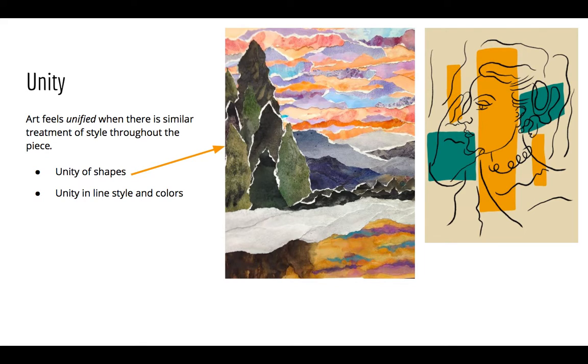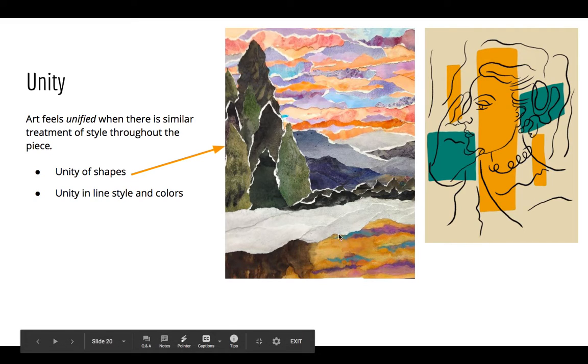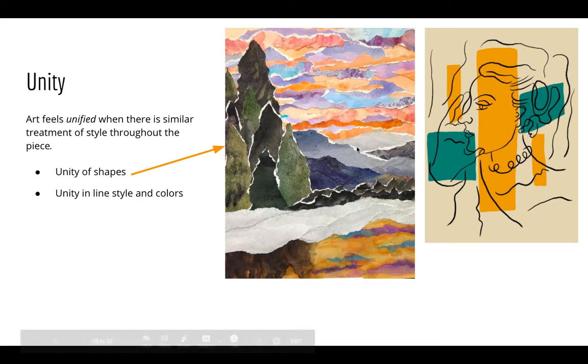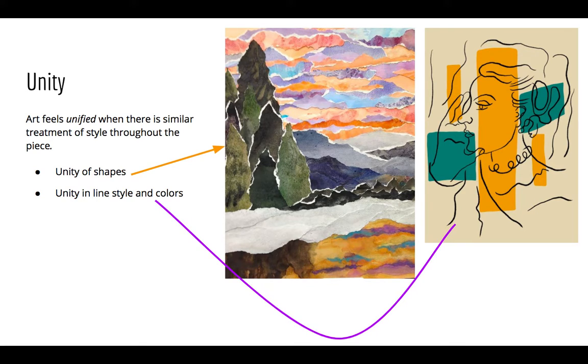So this one has similar shapes repeated, and they're all created in the same style by ripping watercolor paper to get these nice white edges on there. So they probably painted paper first, ripped them up, and then collaged it together, so we get some repetition in those shapes. There's also some repetition in color in there as well, and just the style that they used, watercolor throughout the whole thing.